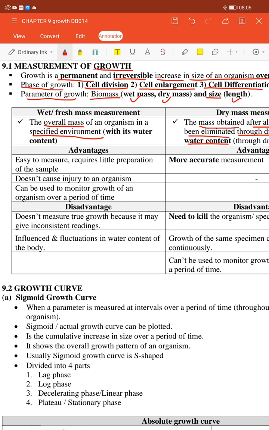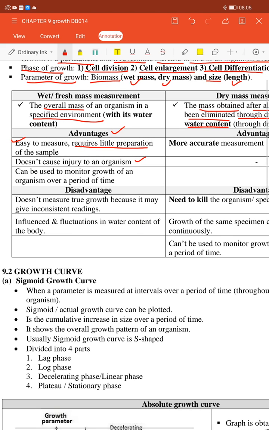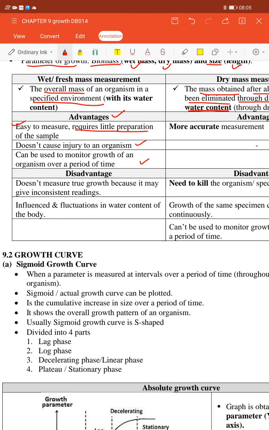Okay, so what is the advantage of wet or fresh mass? It is easy to measure, where we just take the organism and then we just measure it, and requires little preparation lah. Okay, and it doesn't cause injury to the organism, so tak perlu nak membunuh, tak perlu nak membakar organism itu, and can be used to monitor growth of organism over a period of time. So maksudnya bila organism itu tak injured, okay, so we can continuously measure the organism lah bila dia membesar. Okay, so over a period of time.